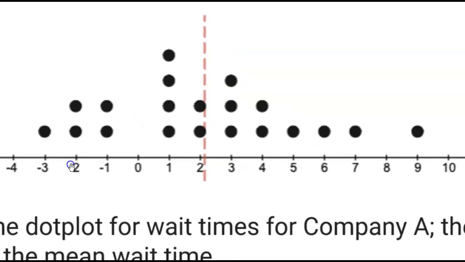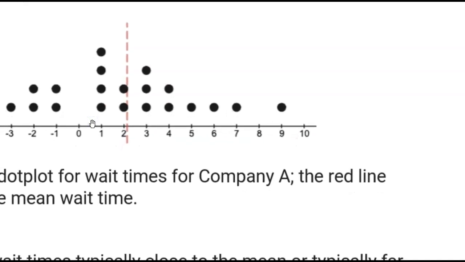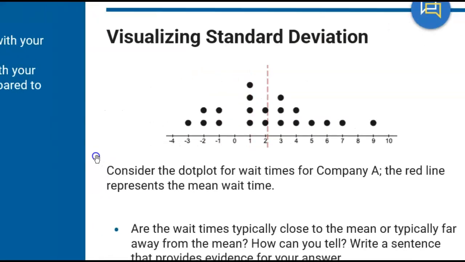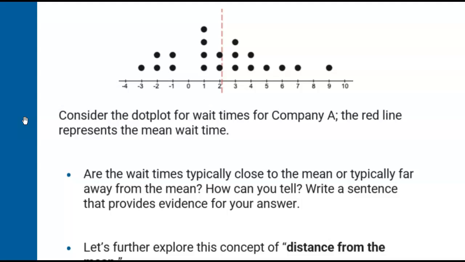Alright, now this next part, everybody has their vertical line on Desmos, yes? Okay, the next question is, with your table, because I'm going to call on you, you're going to answer this question. Are the wait times typically close to the mean or typically far away from the mean? What does typically mean?